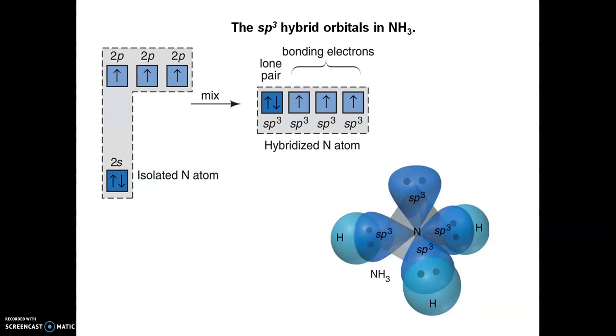Other hybrids are going to correspond to different shapes. We want trigonal planar, there's a hybrid for that. We want linear, there's a hybrid for that. Okay? Right now we're looking at sp3 hybrids, and they're the ones that give us our tetrahedral overall geometry.